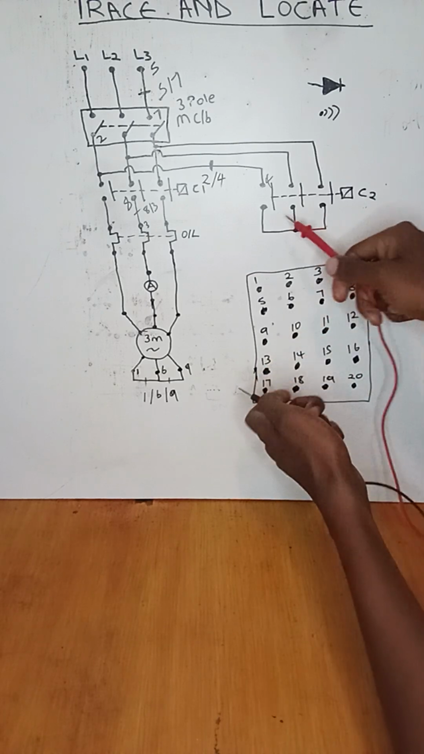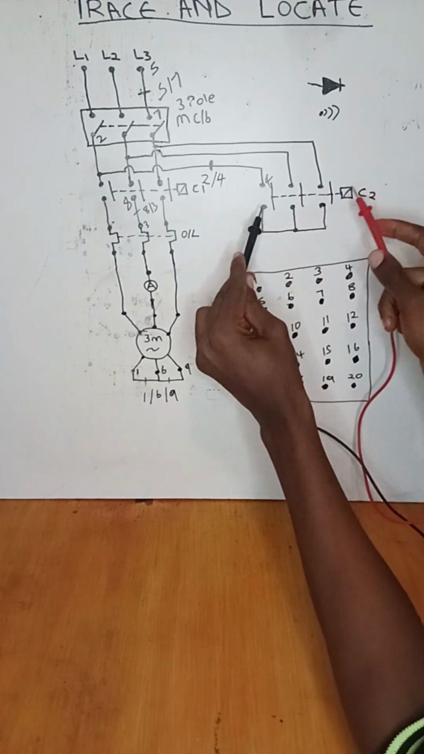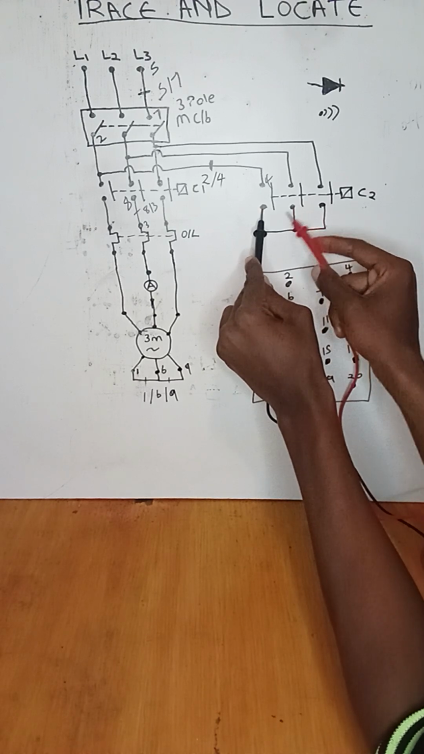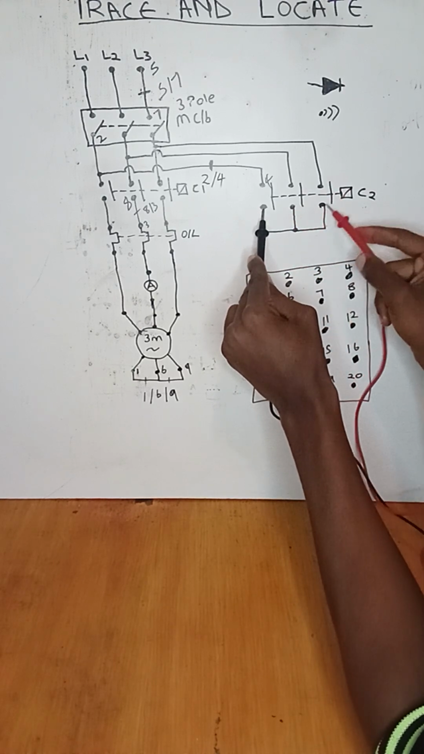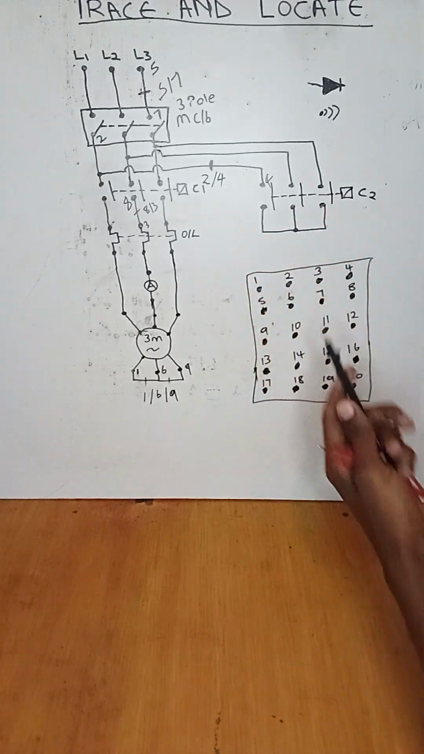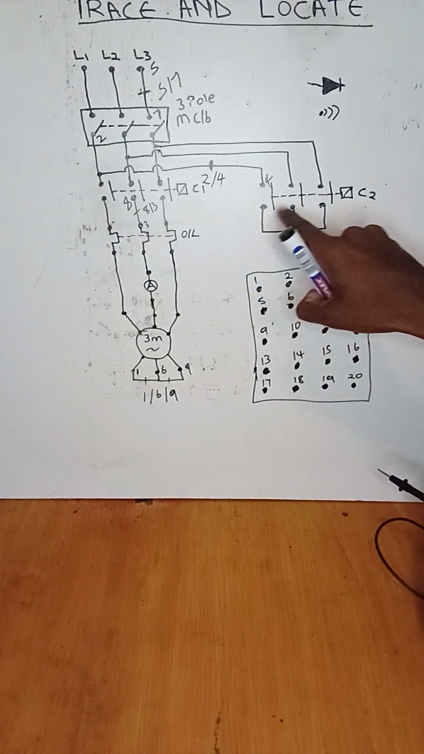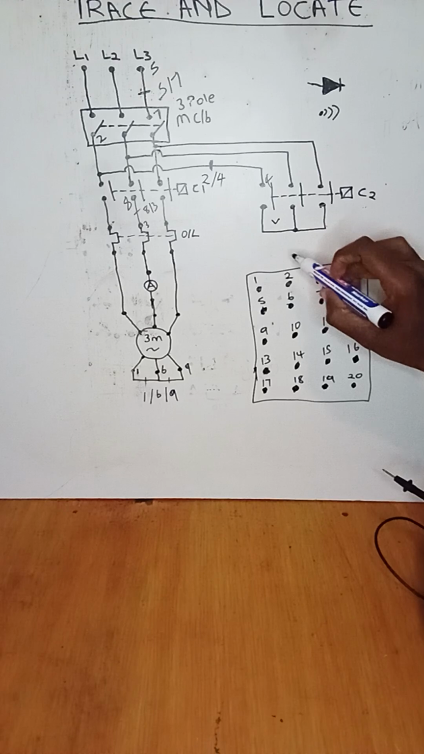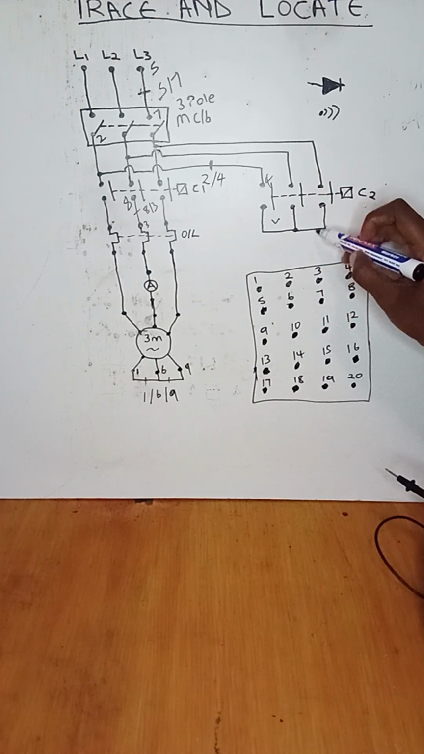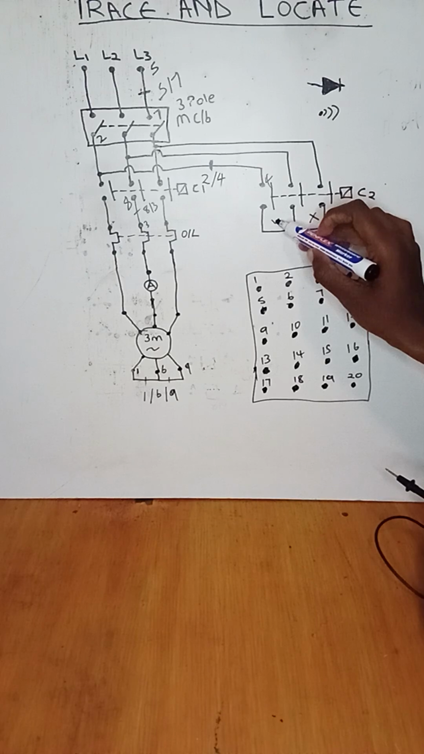And then we continue from the output of contactor 2. Here and here it beeps, we are good. But here and here it doesn't beep. Also here and here it doesn't beep. Which means these two, they are good. And then these two, they are not good, right?